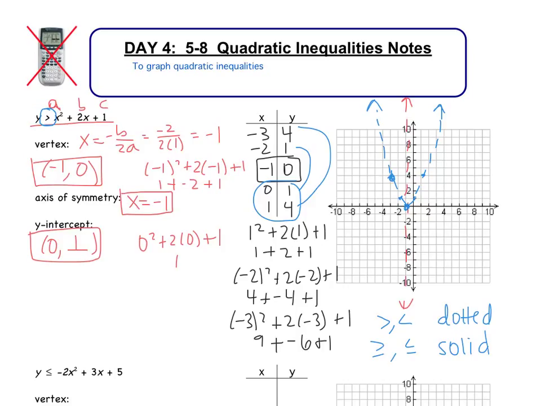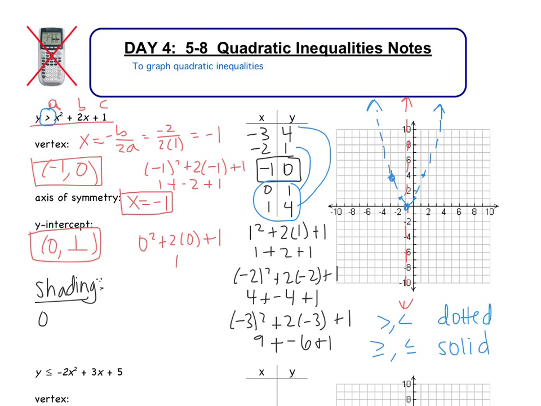And then remember, with an inequality, you have to determine where to shade. So before, in order to determine the shading, we've always looked at a test point. So we need to pick an obvious test point that's not on the parabola. Normally, we choose the point 0, 0. So I'm going to choose 0, 0.